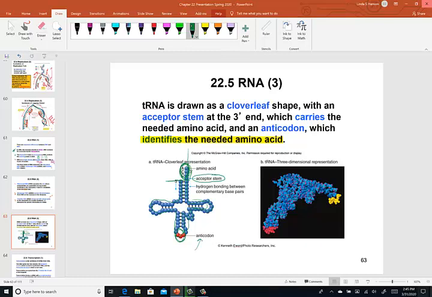The transfer RNA keeps going upon itself, wrapping around, forming hydrogen bonds to keep itself in this unique shape. Alrighty, so looking at a cloverleaf shape of a transfer RNA, you have a 3' end that serves as the acceptor stem, which carries the needed amino acid. So that's the site where it attaches an amino acid for protein synthesis. Opposite that end, you have an anticodon section that identifies what amino acid is needed. So the anticodon identifies, reading the code, and this is where it carries the amino acid back to the site of protein synthesis.